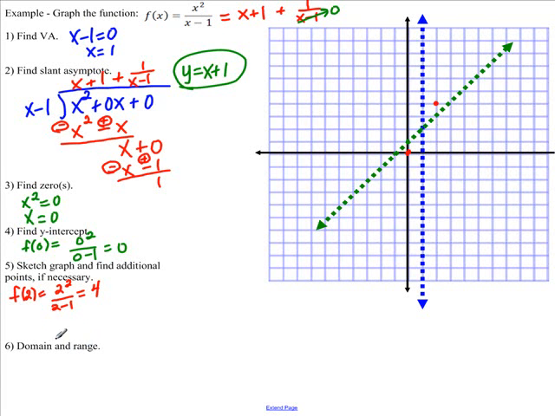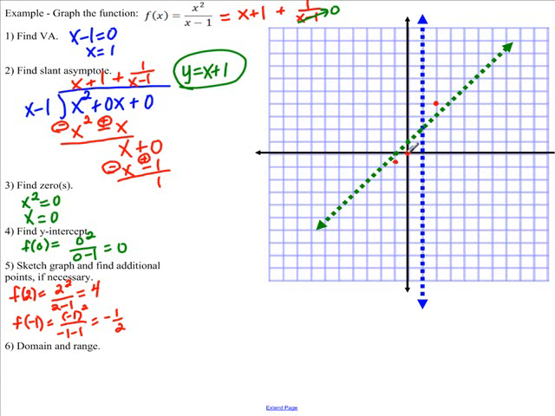And maybe we want to plot something to the left of the vertical asymptote, but we already have 0 there, so let's go further than that. Plugging in -1, f of -1 is -1 squared over -1 minus 1, which is 1 over -2, or -1/2. So at -1, our graph is at -1/2.